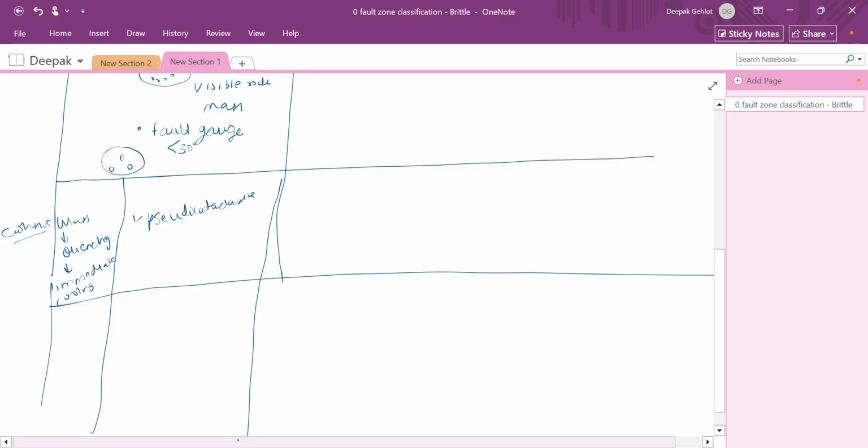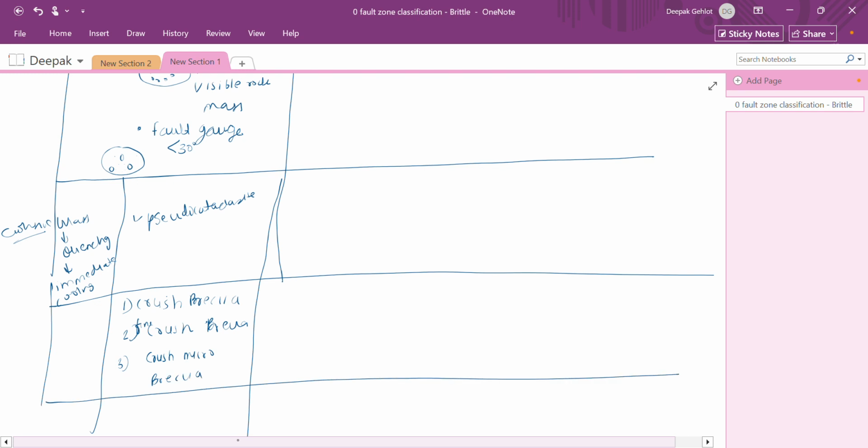Now, again if we divide, three things come. First is crush breccia. Then comes fine crush breccia. And the third comes the crush microbreccia. So what is the difference? If we divide them on the basis of the grain percent, here in the crush breccia the grains are 90 to 100%, and here the grains are 0 to 10%. So this is how they are divided.